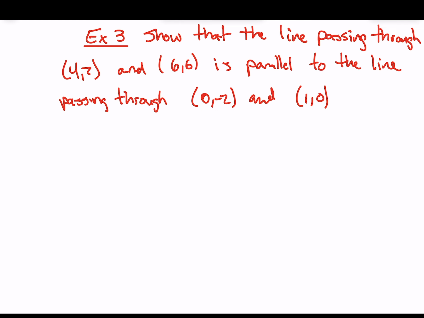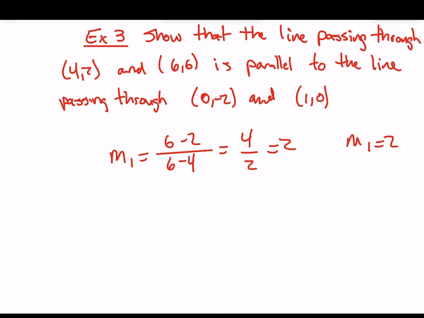If we can show that their slopes are the same, then we know they're parallel. So for the first line, we have 6 minus 2 divided by 6 minus 4, using these first two points. 6 minus 2 is 4, and 6 minus 4 is 2. 4 divided by 2 is 2. So our first slope is 2.